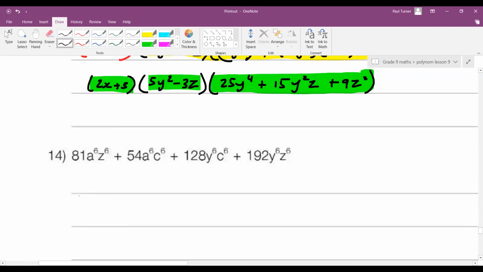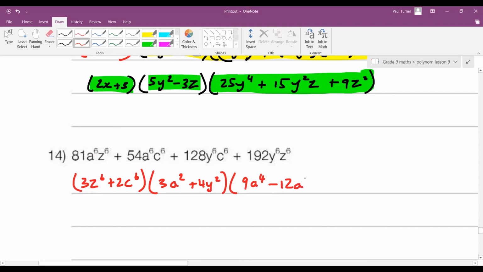So in 14 and 15, I'll just give you the answer because we're going to run out of time, and you can try this yourself. Okay, so the answers here, I got 3z^6 plus 2c^6, 3a squared plus 4y squared, and 9a^4 minus 12a squared y squared plus 16y^4. So you should copy this one. That's your answer, okay? And then you can try to do that one yourself.